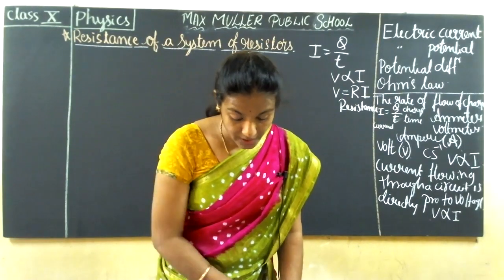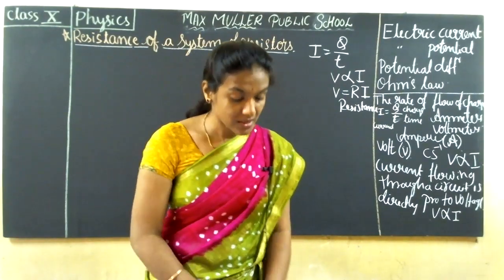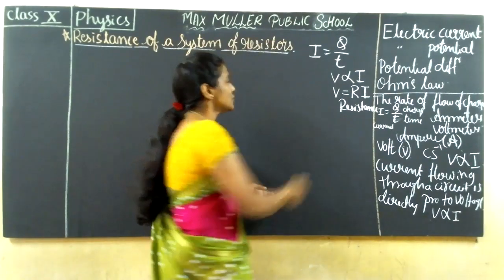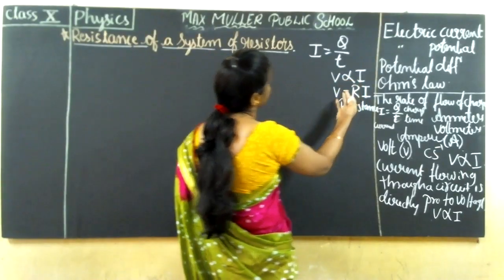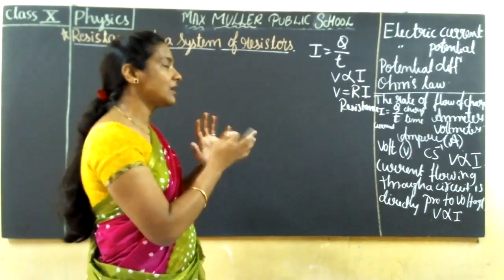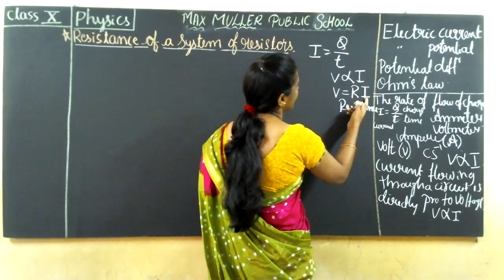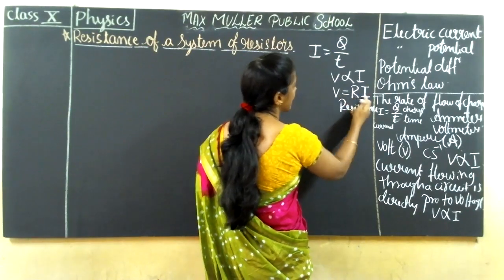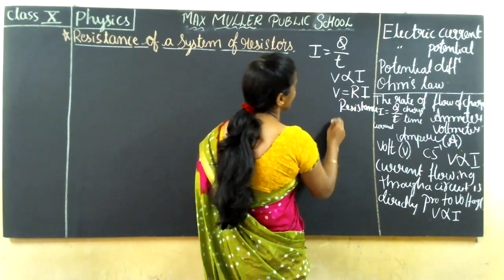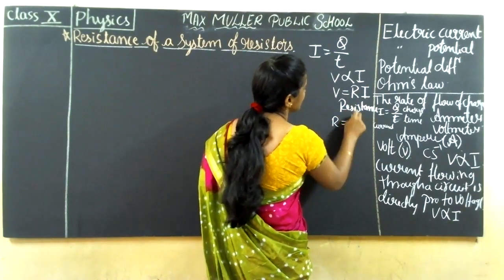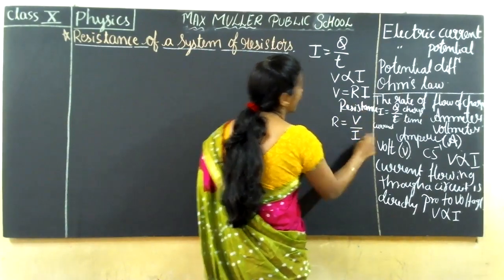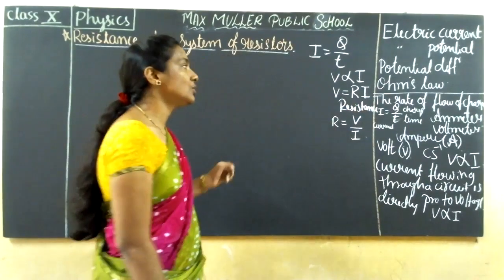So this was our last class. You can alter this formula according to the given points. If R and I are given, then you can take V is equal to R into I. If V and I are given, what do you need to do here? R is equal to V by I. R is equal to V by I.